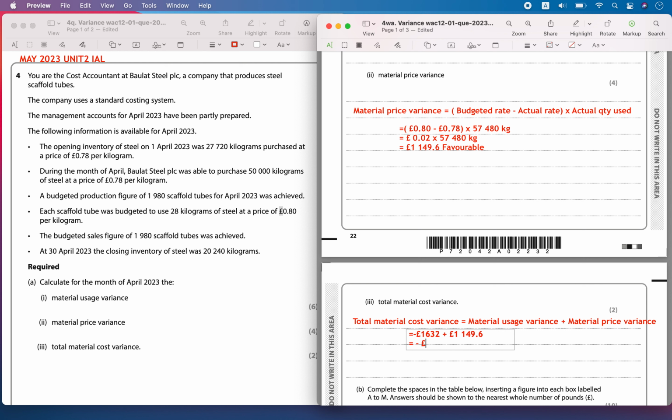482.40. I will remove the sign and I am going to call it adverse. If you can see, the material usage variance was greater than the material price variance with an adverse value, so a difference of about 482.40 adverse variance has happened.